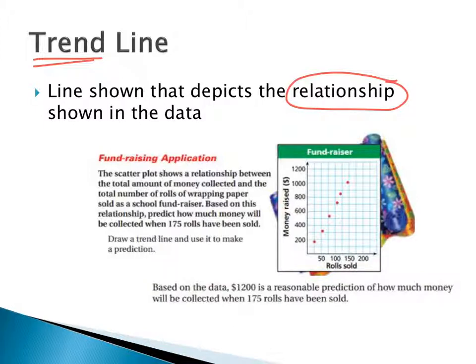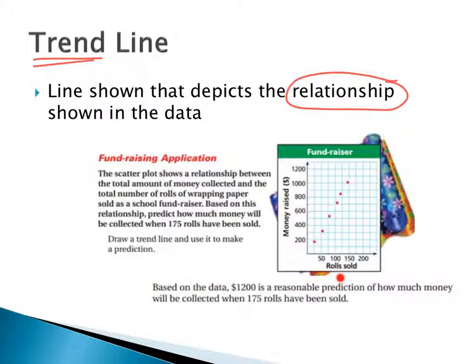So the data is not going to give us a perfectly straight line, but we are going to see a general relationship that we can then fit a line to. So let's give you this example. We have a scatter plot here that shows the money raised versus the number of rolls sold.